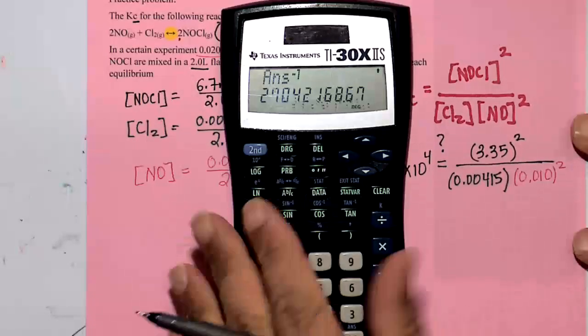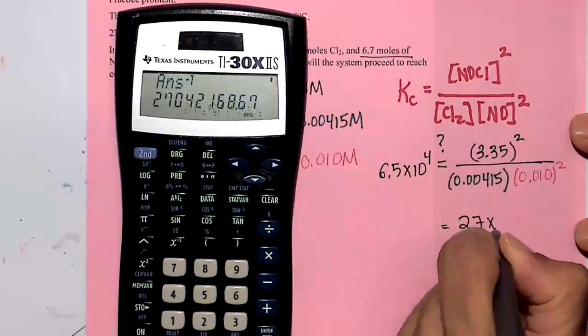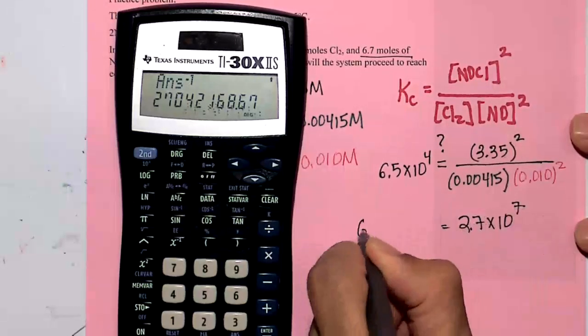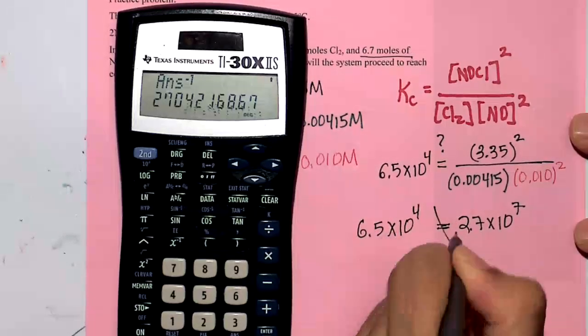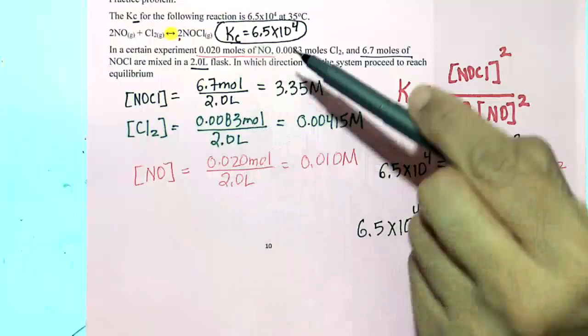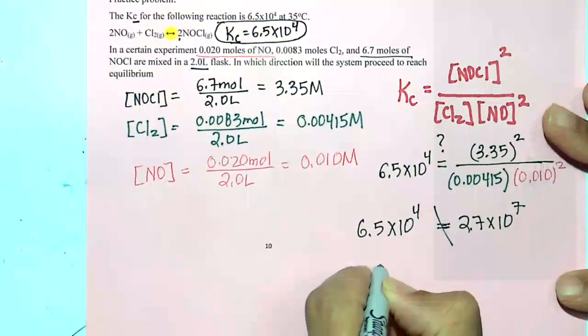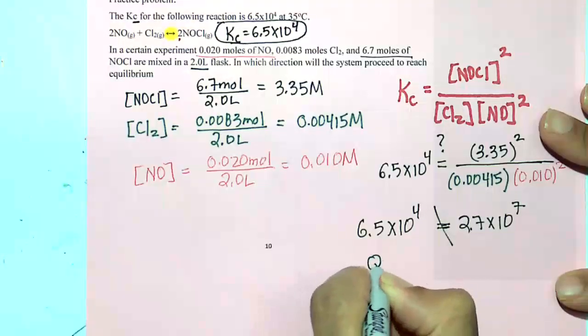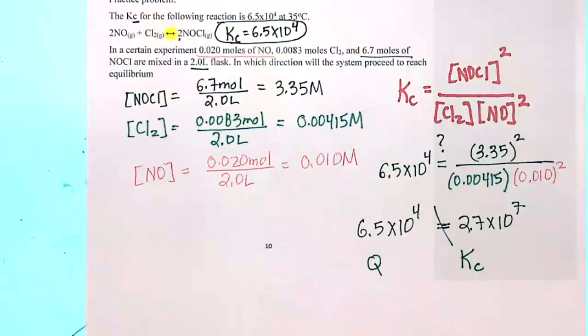Okay, 2.7 times 10 to the 7th. So obviously they're not equal to each other. Since they're not equal to each other, are these equilibrium concentrations? No. Which way will the reaction shift to get to equilibrium? Okay, we're going to put Q first, then compare to the K.